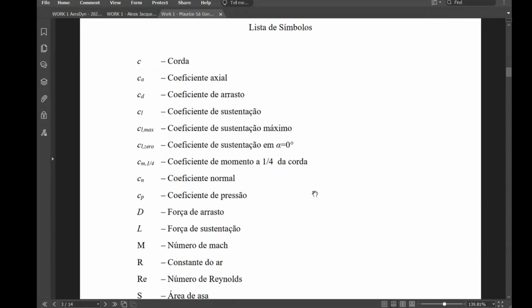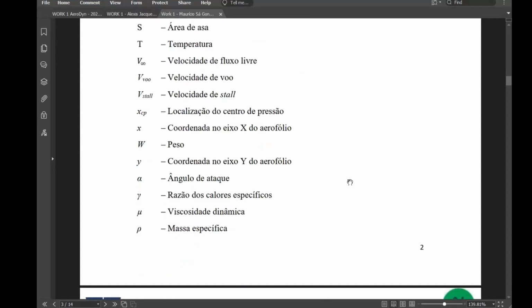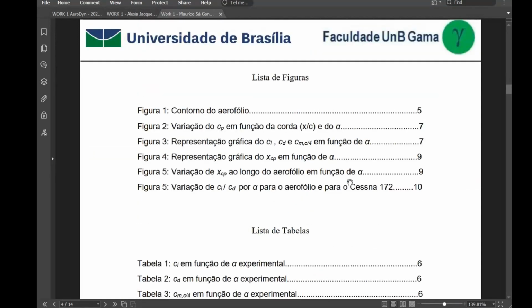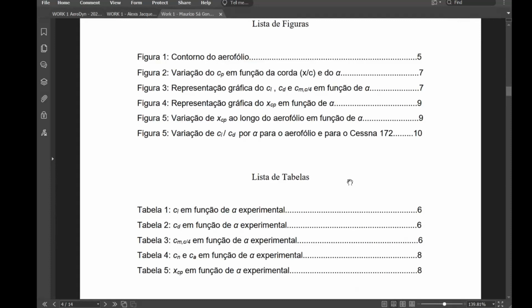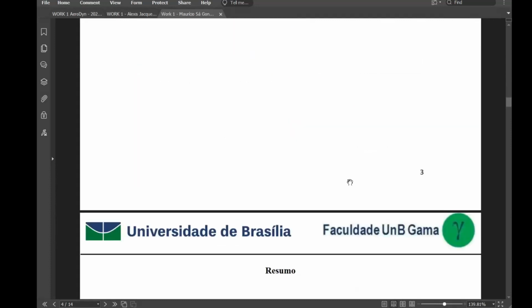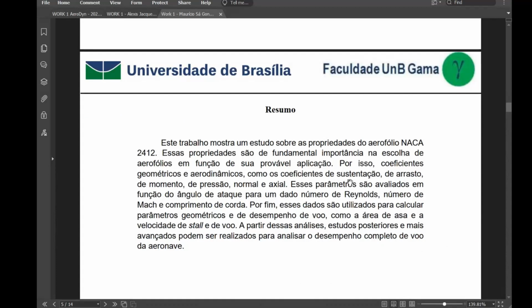It's always nice to put a list of symbols, even though it was not asked. Any scientific paper has some denoted parameters that could be nice to put at the beginning. Again, I would like to clarify that this is not obligatory required, but is always good to have. Same as list of figures and list of tables. This work is based on some template that we have from ABNT.